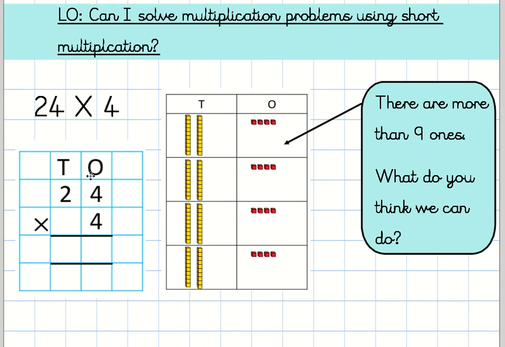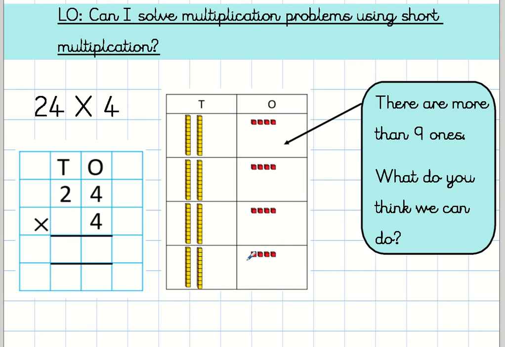The first thing we need to do is our ones, and 4 times 4, let's have a look. 4, 8, 12, 16. There are more than 9 ones, which means we can't just write 16 in the ones column. We need to think what we can do. Now, how many ones are there in 10? Hopefully, you'll have thought about the fact that there are 10 ones in 10.